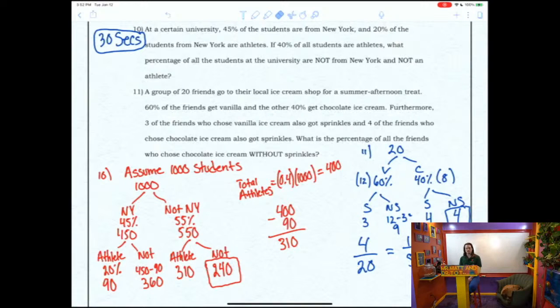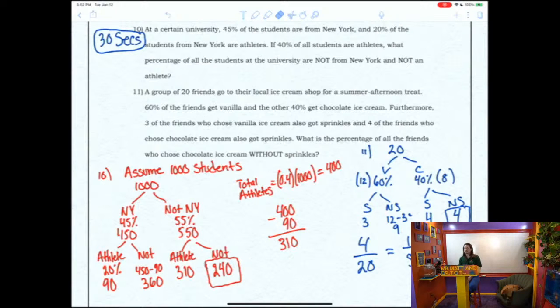From New York represents 45% of the students. 45% of 1,000 will be 450. So we have 450 New Yorker students. And therefore, there must be 55% that are not from New York. 55% of 1,000 means that there's 550 students not from New York.